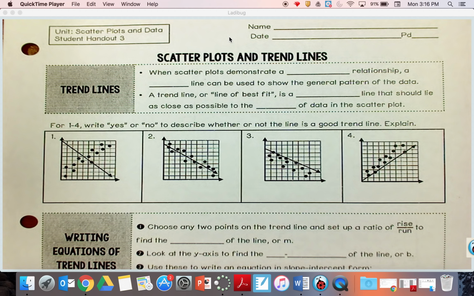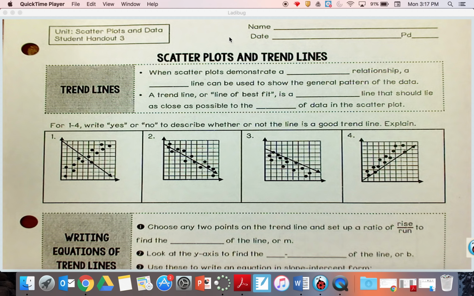Hey guys, these are your notes about scatter plots and trend lines. So what we're going to do is take this a step further from what we have been doing in class about predicting the association of positive, negative, and no association. What we're going to put in is something called a trend line or a line of best fit, or I also like to call them a good prediction line.